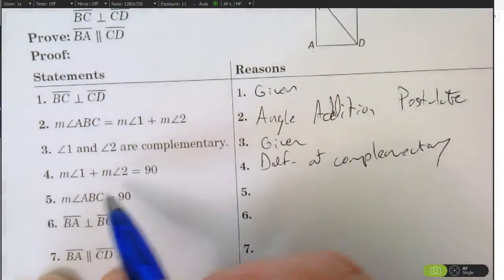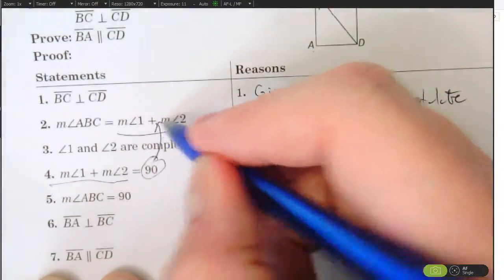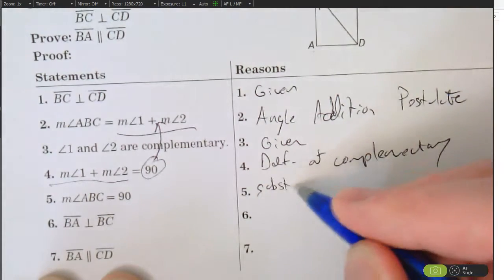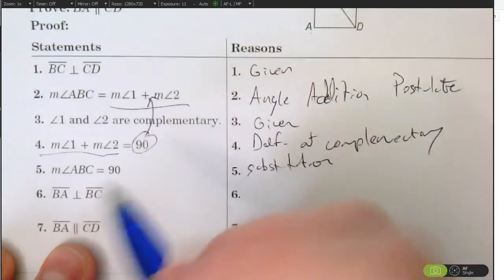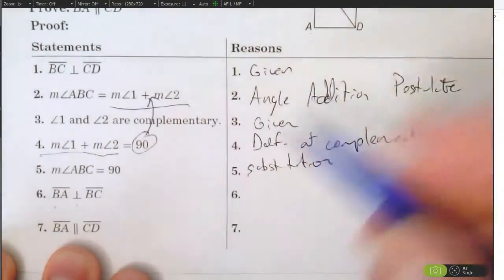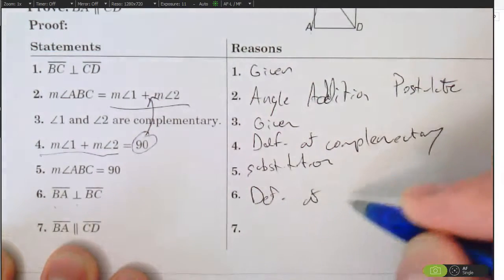For step 5, hey, I knew 1 and 2 added to 90. I know ABC equaled 1 and 2, so I'm going to replace that. That's substitution. Okay. And then, hey, look at that. BA and BC are perpendicular. Why? Because they form a 90-degree angle. That's the definition of perpendicular.